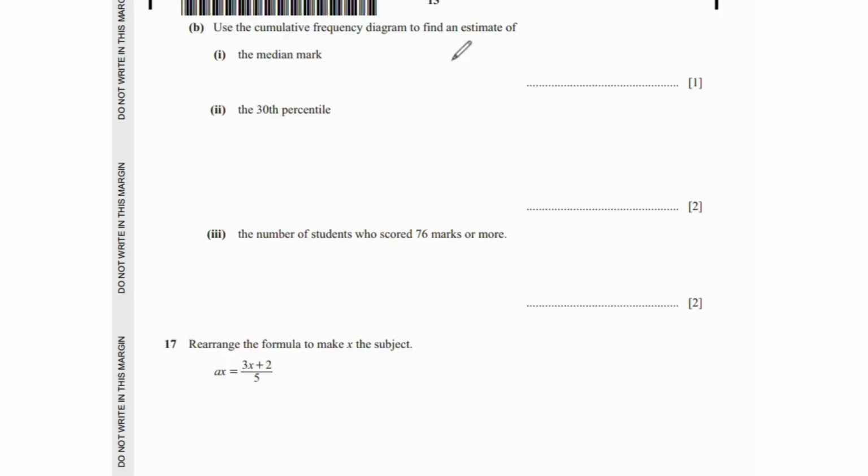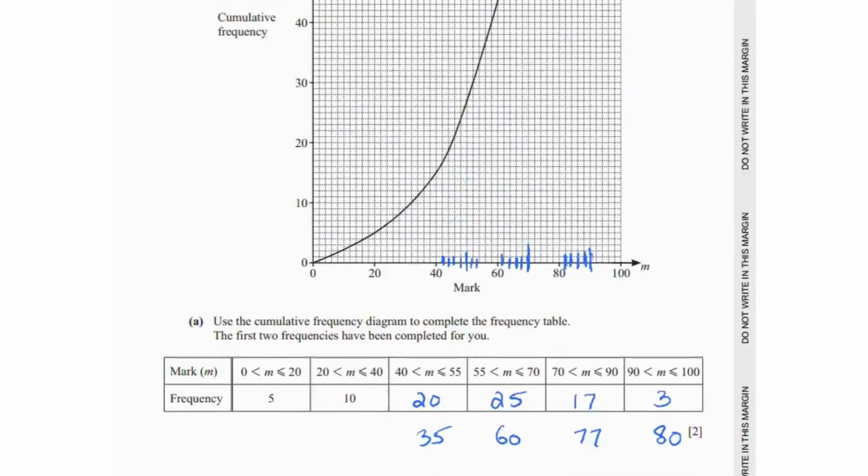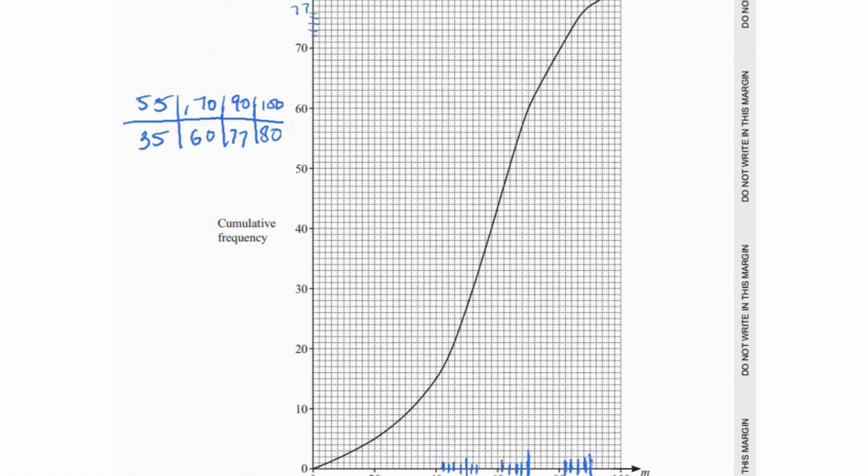The next question says, use the cumulative frequency diagram to find an estimate of the median mark and the 30th percentile. So for the median mark, total cumulative frequency is 80. So 80 divided by 2 is 40. So we draw a line from 40 on the y-axis towards the graph and then see what the corresponding x value is. That's coming out to be 58. So that is your median value.